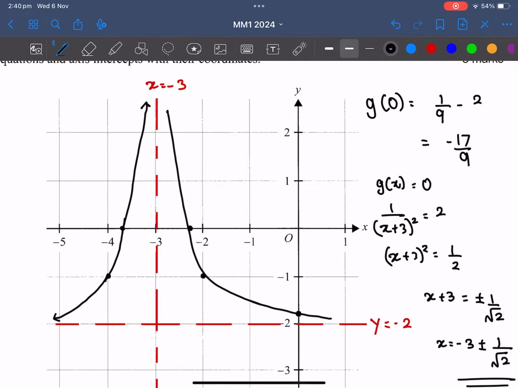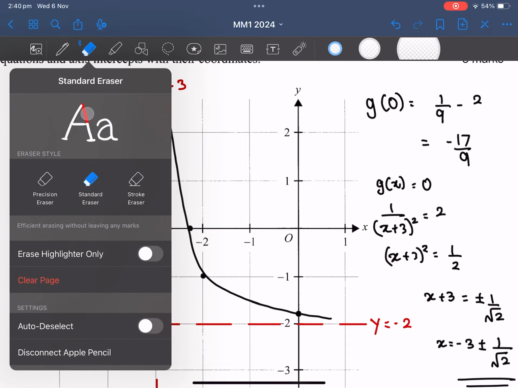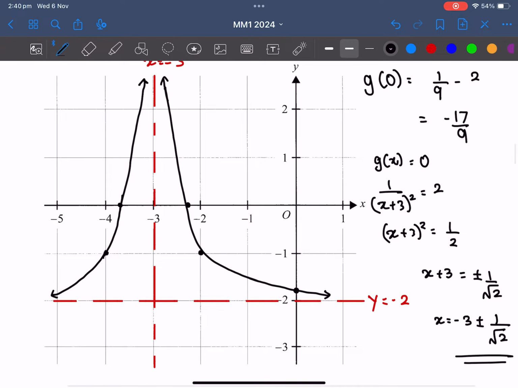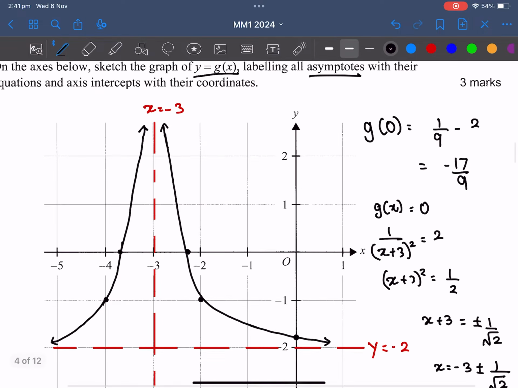Something like this will do. Oh, this looks like a linear line. Let me maybe try again. Okay. No, that wasn't any better. Okay, I'll just keep this. Okay. Yep. And now let us label our axial intercepts.